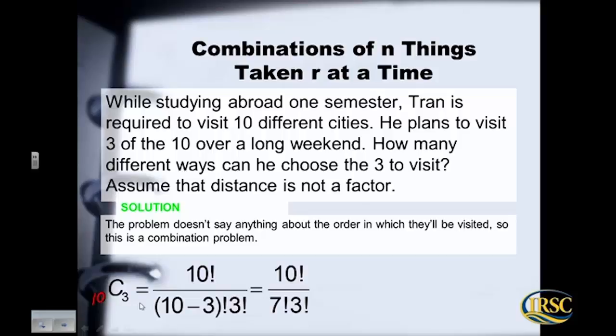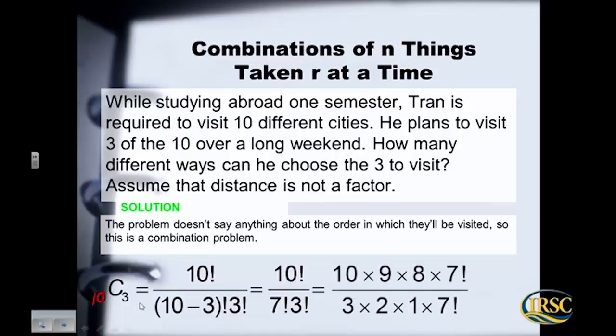Okay, so we can expand this out, but notice that as I start counting down, 10, 9, 8, 7, notice that the 7 and beyond will cancel with that 7 factorial. So notice that the majority of this is going to cancel up top. So you only really need to count down to the highest number in the bottom. But then you still have to expand out the other factorial in the denominator.